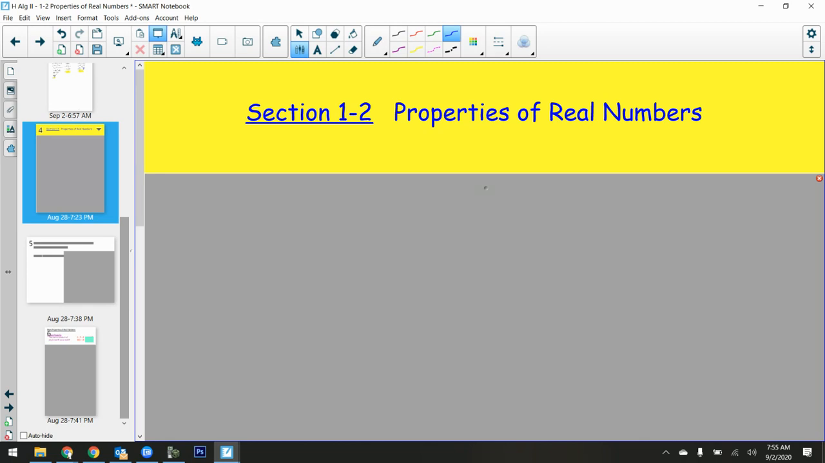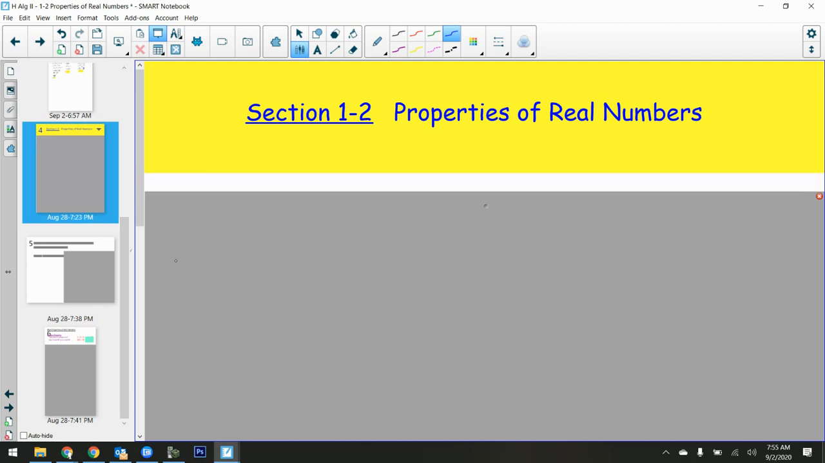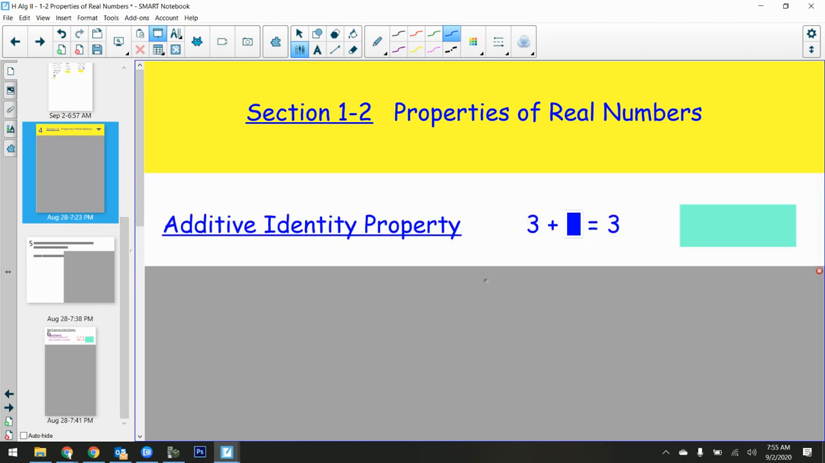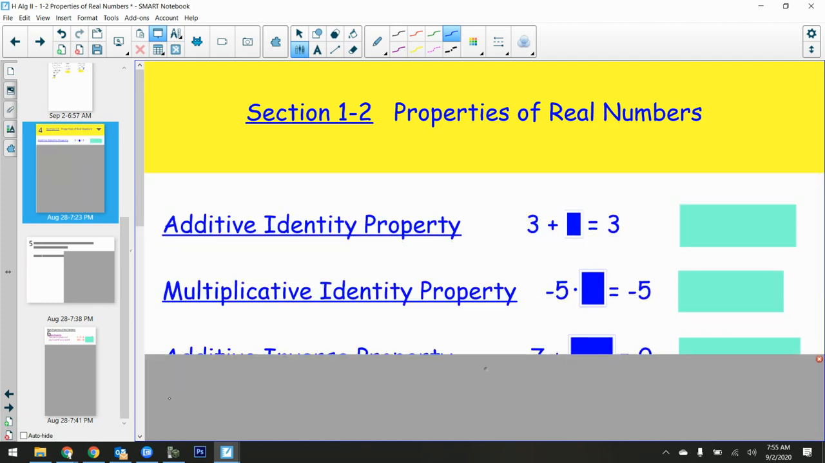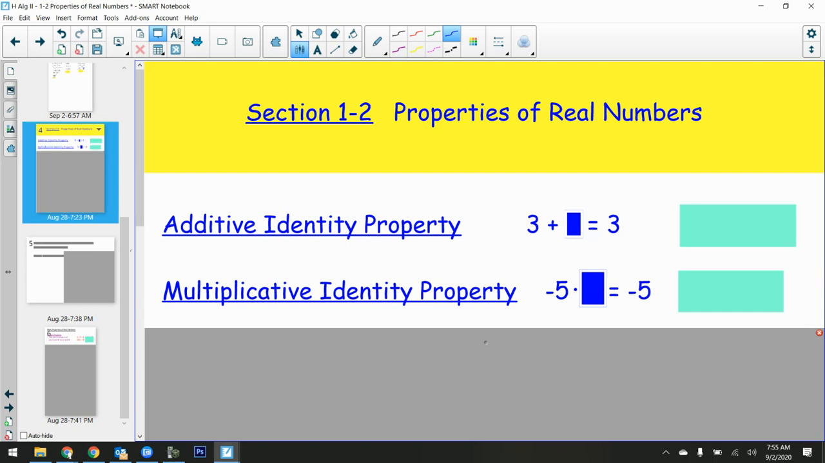So what we're going to talk about today is all the different things that we can do with these sets of numbers, and all of the unique things that we can say about the sets of numbers. For example, we have the identity properties. We have both the additive and multiplicative identities.